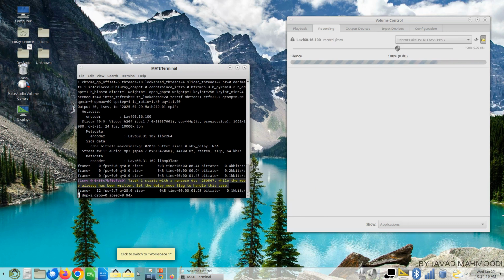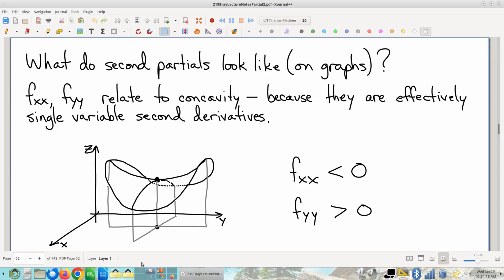Okay, off we go. So, here's where we left off. We were talking about higher order partials. We should have, ideally, some sort of geometric sense of what this looks like.